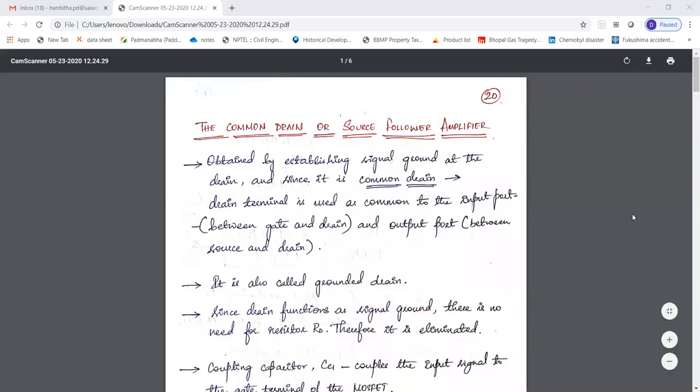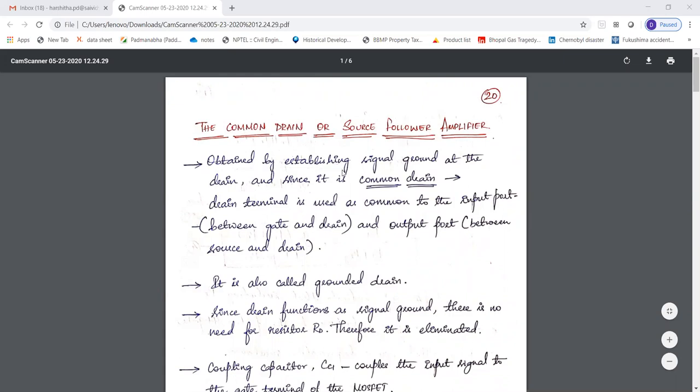Hello everyone. In the previous session, we studied about common source amplifier with and without source resistance. So in this session, we'll study about common drain or source follower amplifier. I'll let you know why it is called source follower amplifier. So before that, we need to understand what a common drain is.